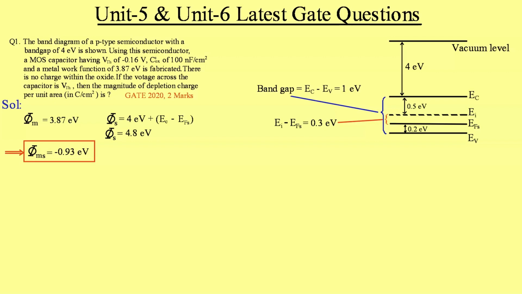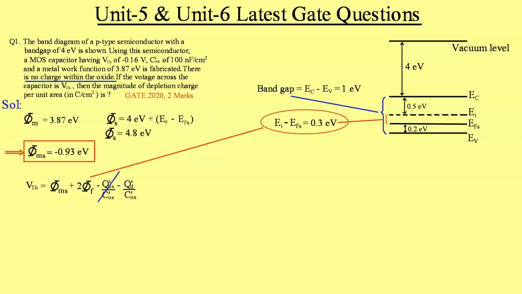We have studied the formula for threshold voltage in Unit 5. In the question itself, it is provided that there is no charge present within the oxide. Therefore, we can cancel the term consisting of trapped oxide charges. And also, if you recall, the Fermi potential is nothing but the difference between the intrinsic Fermi energy level and extrinsic Fermi energy level in the semiconductor, which we have already calculated to be equal to 0.3 electron volt. This is a modified equation of threshold voltage in which there is no term consisting of trapped oxide charges.